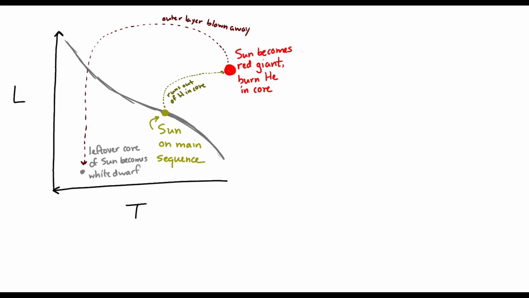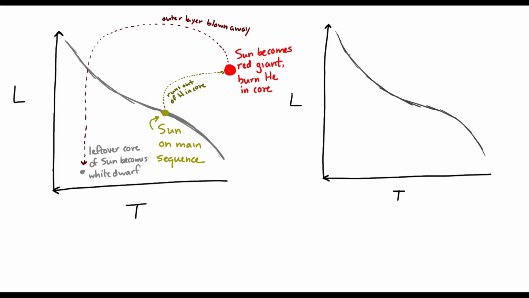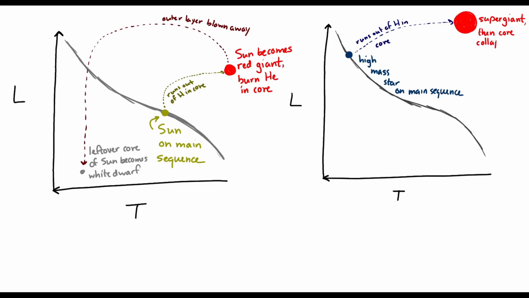For higher mass stars, it looks a little bit different. In a higher mass star, if it's on the main sequence, it would be up here. And it will eventually run out of hydrogen in its core, and it will become what we call a supergiant in this part of the HR diagram. But for these high mass stars, remember, it ends in a core collapse and an explosion, so they don't drift to anywhere else in the HR diagram, they just cease to exist.